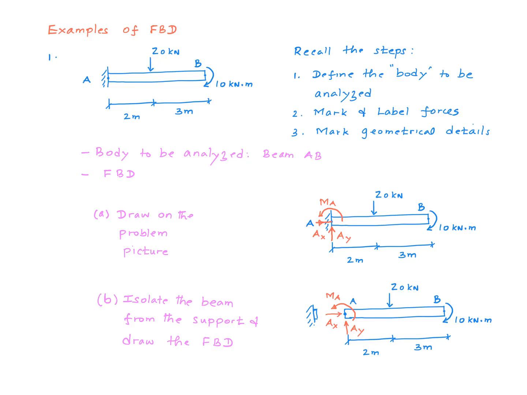Well, did I do this right? Well, I have identified the body to be analyzed, which is beam AB. And then did I mark and label all the forces? Yeah, this is the applied force, this is the applied moment, and I have marked and labeled the support reactions, right? Well, step number 3, mark all geometrical detail. Did I mark the relevant geometrical detail? Yeah, well, these lengths are the relevant geometrical details for this problem. I have marked them. So yes, I have all of the required elements in these free body diagrams.